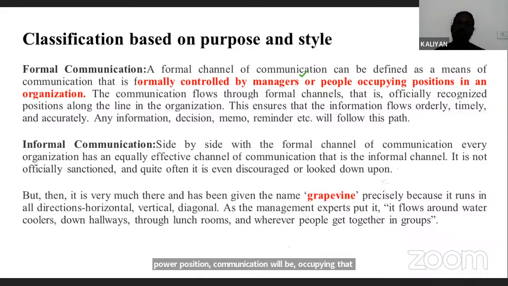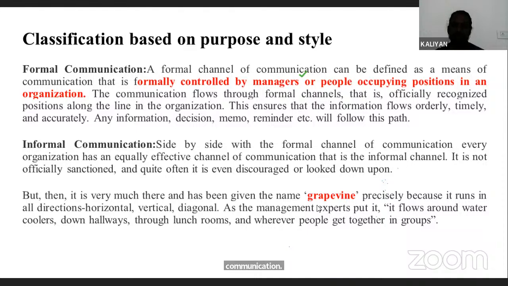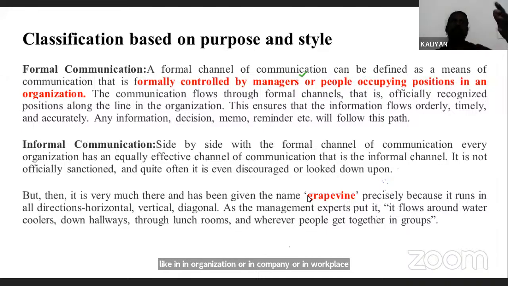Informal communication exists side by side with formal, and every organization is equally affected. That means informal communication is within their own friends, where we have a conversation and share information. That is called informal communication. One important type of informal communication is grapevine communication. It means that in an organization, company, or workplace, there is some gossip related to those in higher positions or among themselves. That kind of gossip is called grapevine communication.